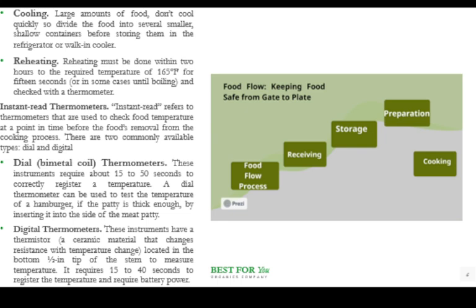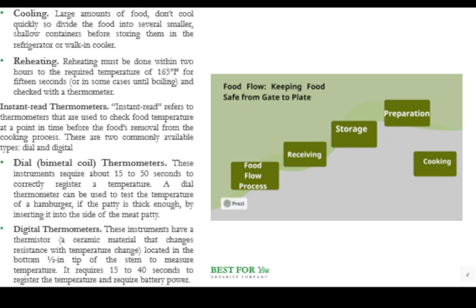The second one is the digital thermometer. These instruments have a thermistor, a ceramic material that changes resistance with temperature change, located in the bottom half inch of the stem tip to measure temperature. A digital thermometer needs to be inserted half an inch into the food item for an accurate reading, so it is a good choice for measuring temperature in thin food.